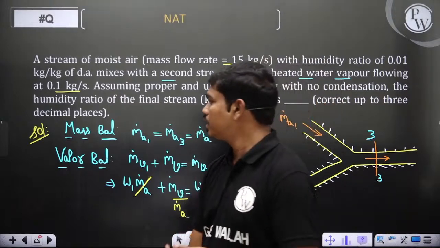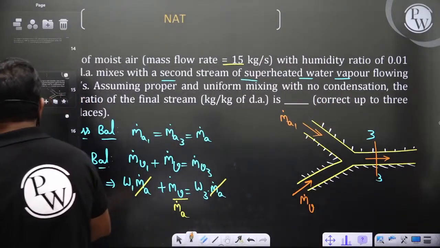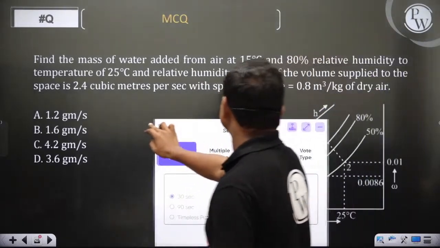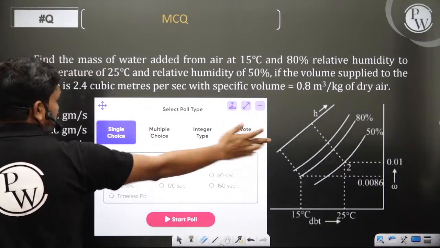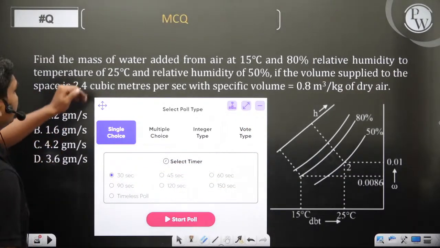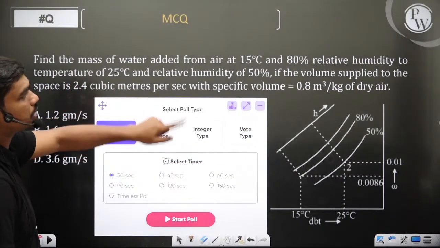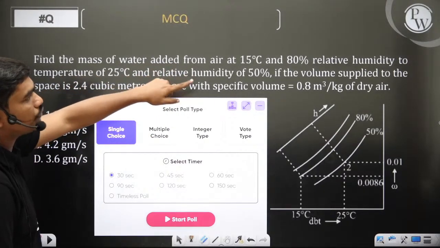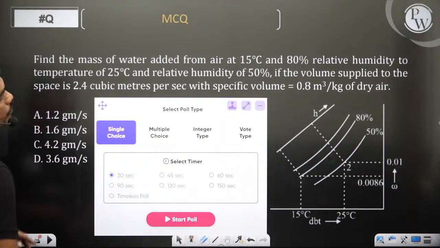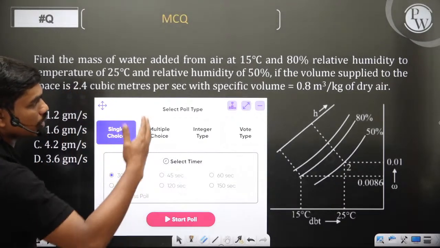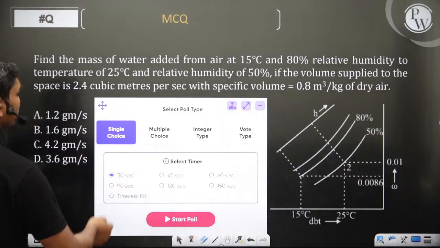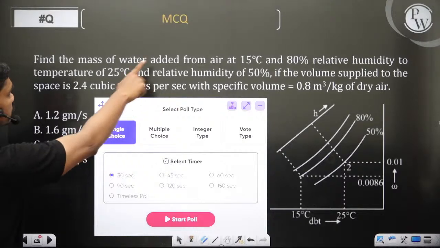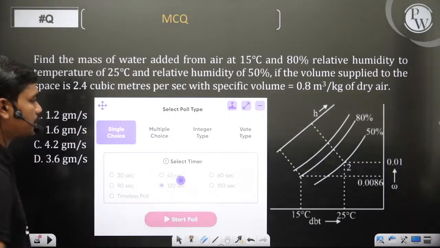Okay, now let's solve one more question which I have with options, so you can solve this. This time I'm giving a single choice question. It's an MCQ. That's the psychrometric chart, and you see, find the mass of water added from air at 15 degrees Celsius and 80% relative humidity to a temperature of 25 degrees Celsius and relative humidity of 50%, if the volume supplied to the space is 2.4 cubic meters per second with specific volume of 0.8 cubic meter per kg of dry air. Come on, solve this question. Single choice. So what you have to find? If the volume supplied to the space is 2.4, fine. Okay, so 120 seconds I'm giving. Start.